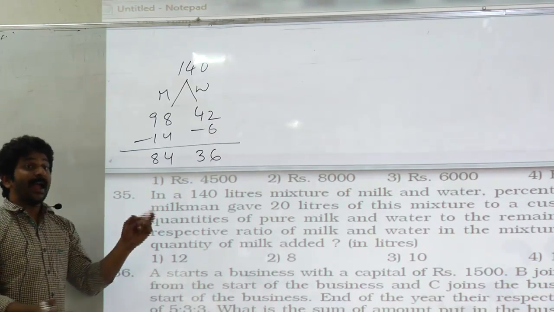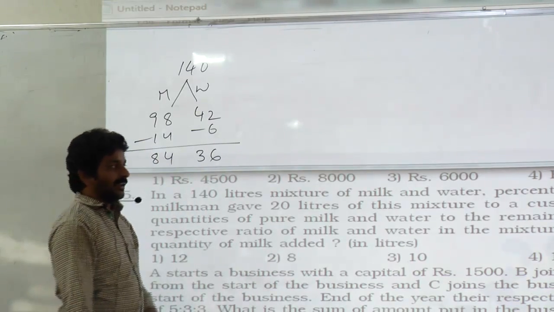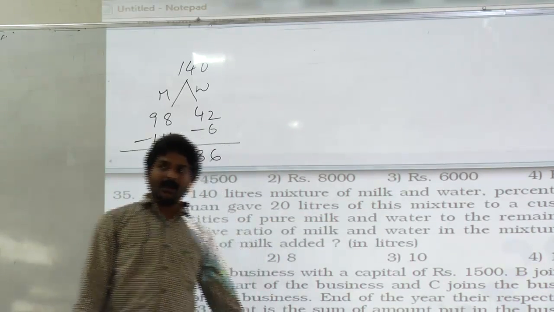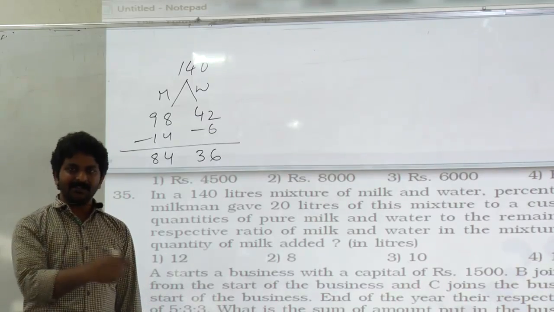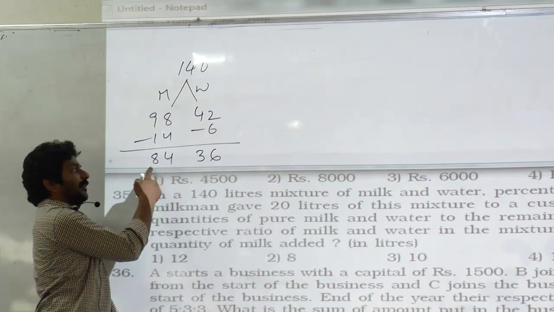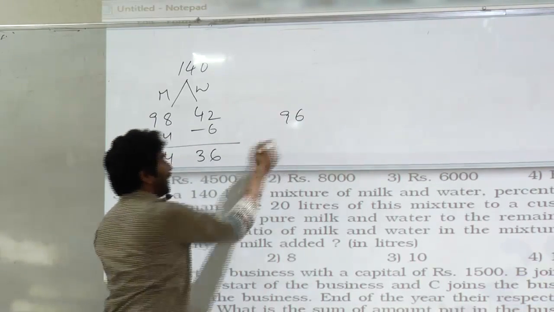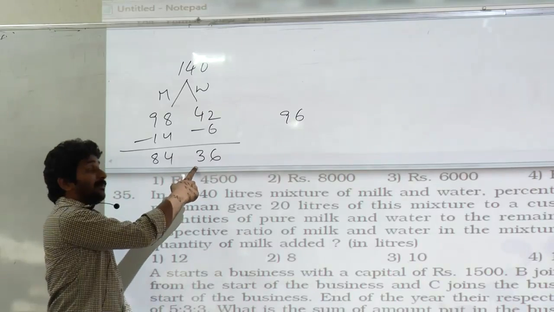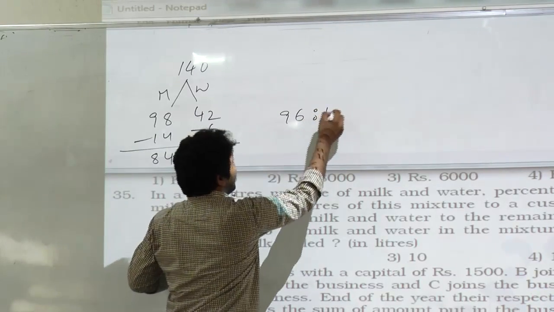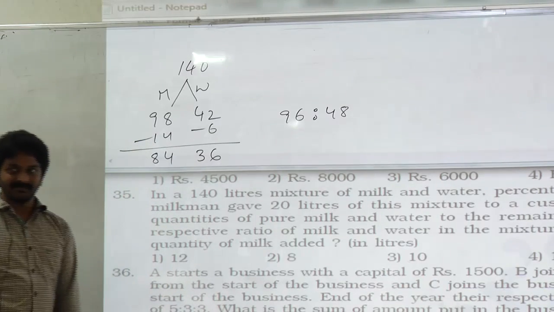To this, you need to add some quantity of same milk and water, and finally it will be in the ratio 2:1. And now you have only 2 options left, either 12 or 18. Let me add 12 here. If you add 12 here, milk will be 96. And if you add 12 to water, that becomes 48. Are 96 and 48 in the ratio 2:1? 12 is the right answer.